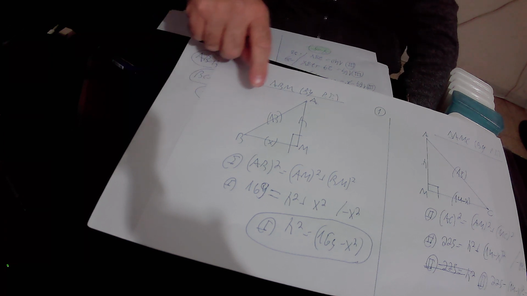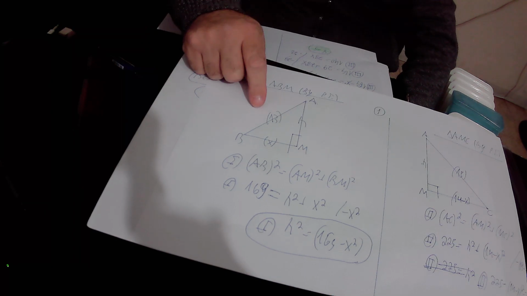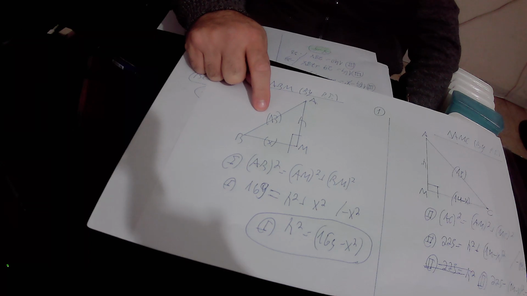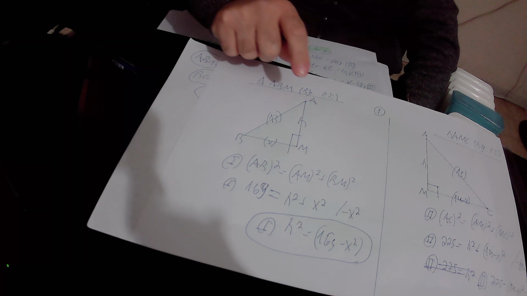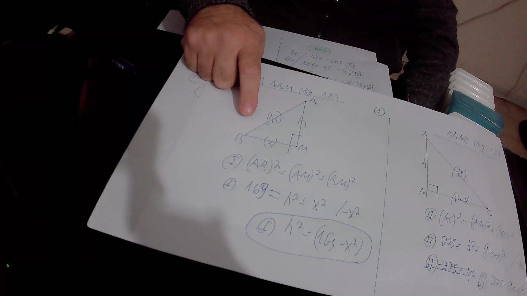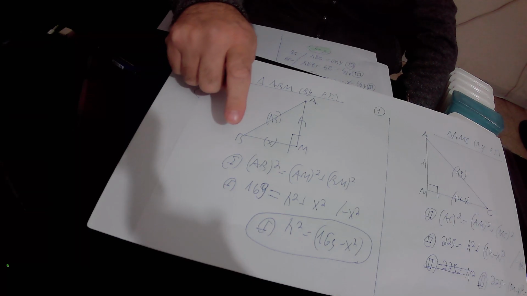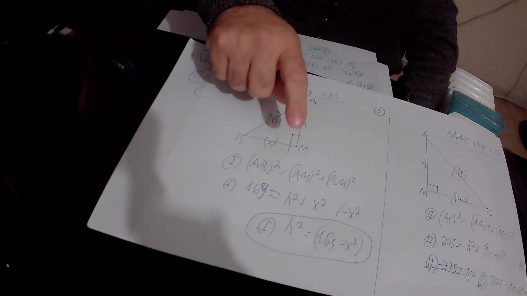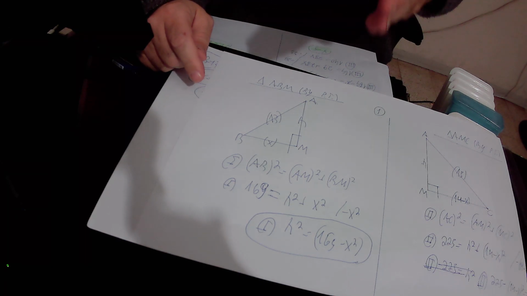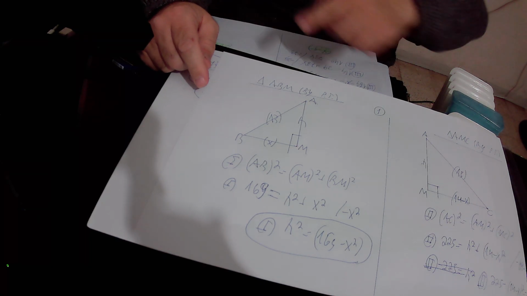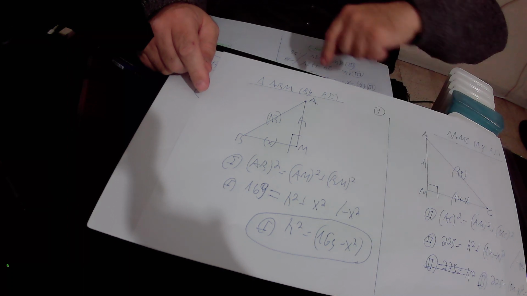AB squared equals AM squared plus BM squared. AB is 13, therefore AB squared is 13 squared, that is 169, and it equals AM squared. AM is 8, therefore AM squared is 8 squared, plus BM squared. BM is X, therefore BM squared is X squared. So, in conclusion, according to equation number 1, 169 equals 8 squared plus X squared. Here we subtracted X squared from this equation, and finally we found that according to equation number 1, 8 squared equals 169 minus X squared.